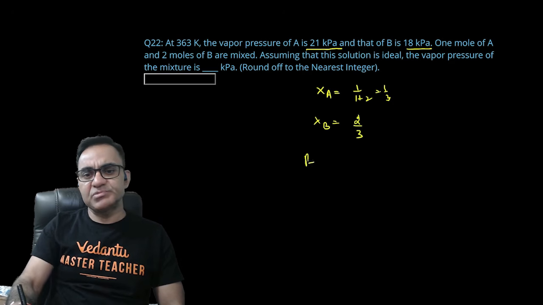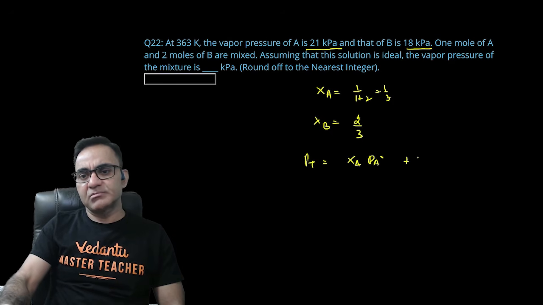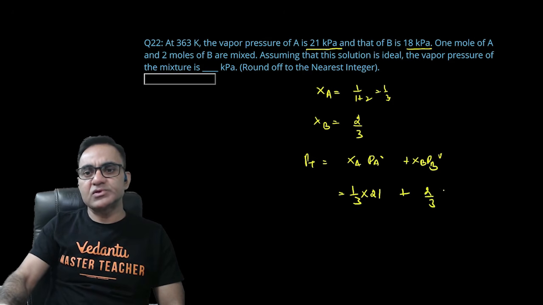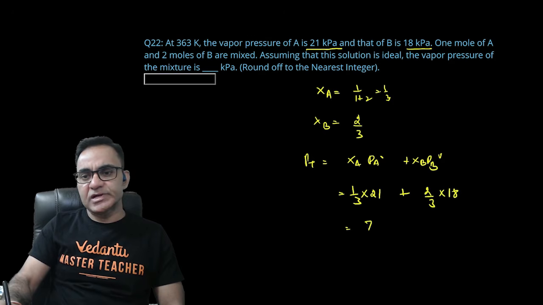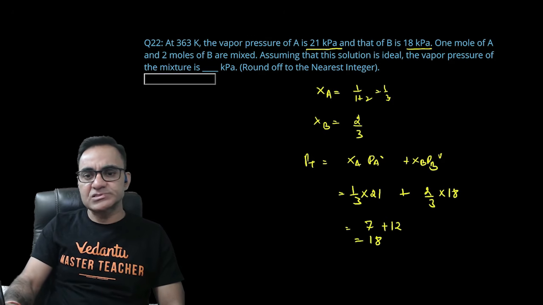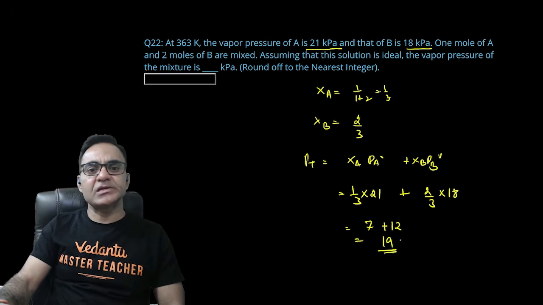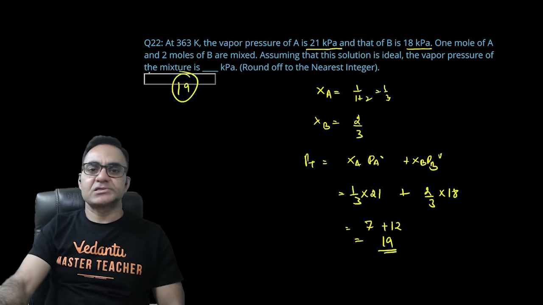तो टोटल प्रेशर P total as per Raoult's law can be written as XA PA naught plus XB PB naught. Alright, तो 1 by 3 into 21 plus 2 by 3 into 18, तो ये हो जाएगा 7 plus 12 यानी कि 19. So 19 is going to be the right answer of this question. Total pressure 19 kilopascal. 19 is the right answer.